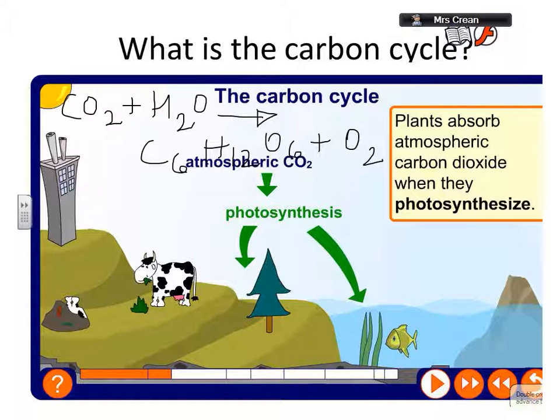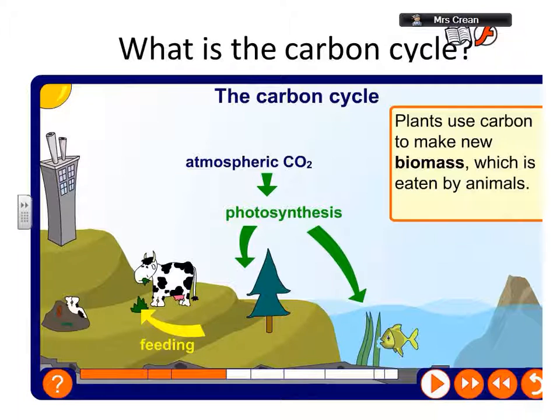If we were to add 6, 6, 6 to the beginning of 3 of those compounds, we now have the balanced symbol equation for photosynthesis. That is how carbon is introduced into the food chain. It is passed on through the food chain when the plants use the carbon to make biomass, which is biological substances, and then it is passed on to other organisms when they consume them.